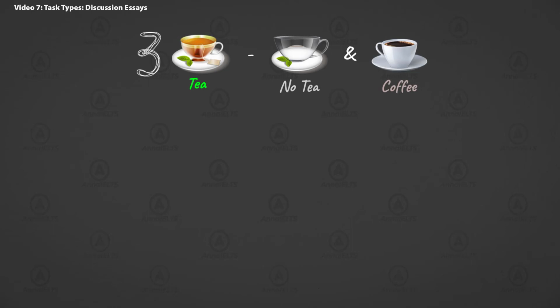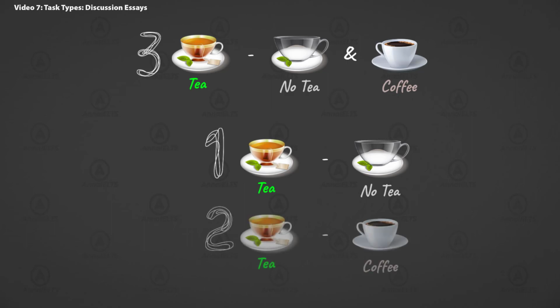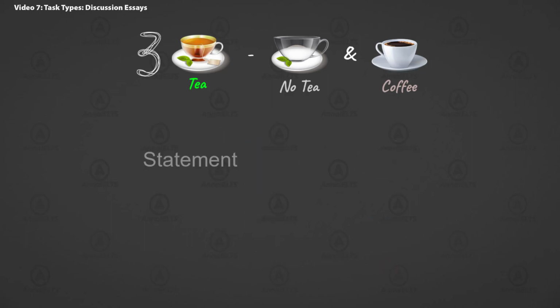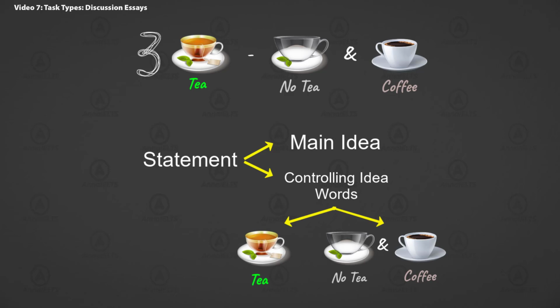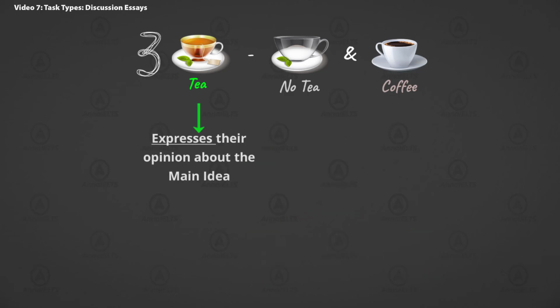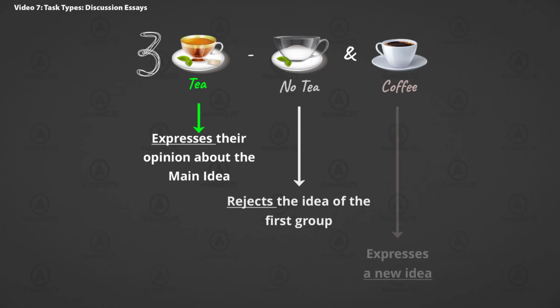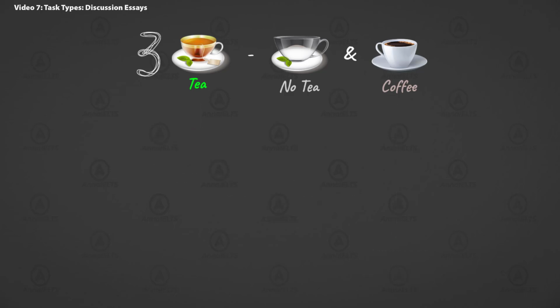Third category of discussion essay question is called tea, Noti, and coffee. These questions are a combination of type 1, tea Noti, and type 2, tea and coffee questions. So the statement section always includes one main idea, while the controlling idea words include the idea of two groups of people. The first group expresses their opinion about the main idea, we call it T, while the second group first rejects the idea of the first group, so we call it Noti, and then expresses a new idea, so we call it coffee.